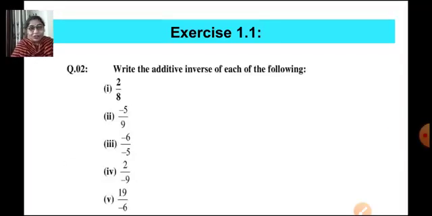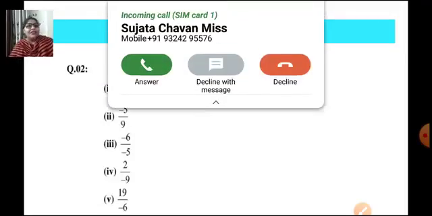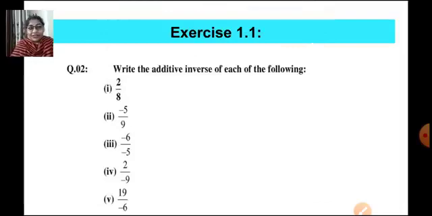Again now question number 2, very easy. Write the additive inverse of each of the following. When I told you in today's session also, we have done a quick revision. So additive inverse means if the number is positive, we will make it negative. If the number is negative, we will make it positive. But no changes in the numerator and denominator, children, right? And multiplicative inverse is when you take the reciprocal, right? But there the sign will not change. If it is negative, then it will be a negative rational number. If it is positive, it will be a positive rational number.